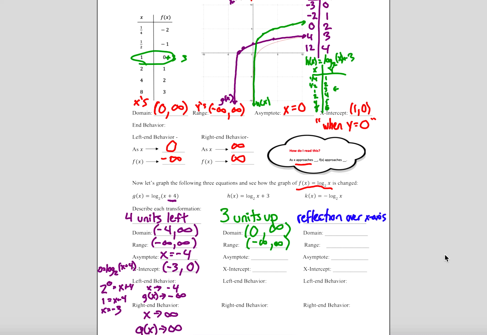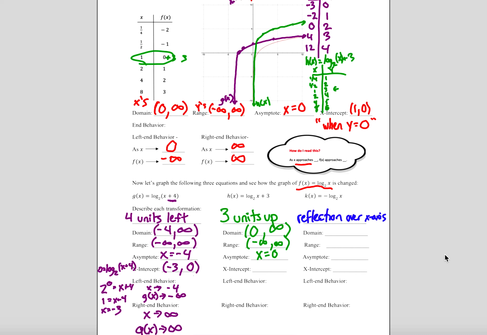The asymptote is still not crossing x equals 0. The y-intercept is going to change a little bit. So you could set our equation h of x equal to 0, because remember, the x-intercept is when y is equal to 0.